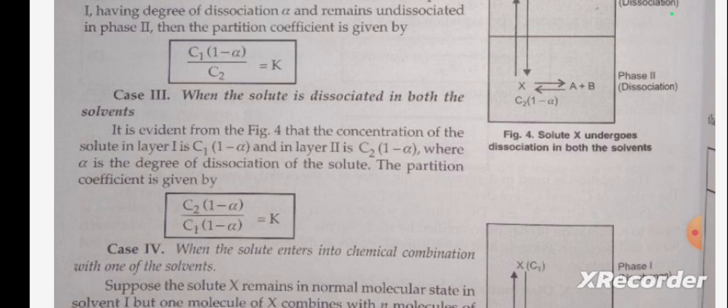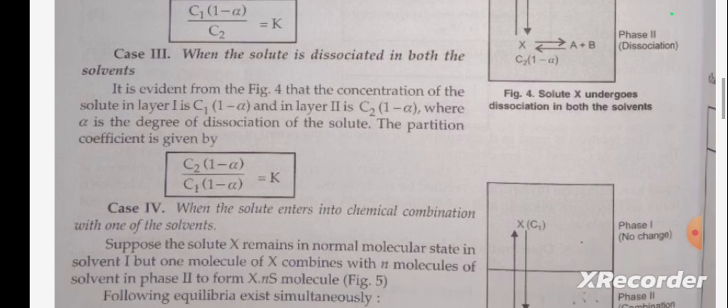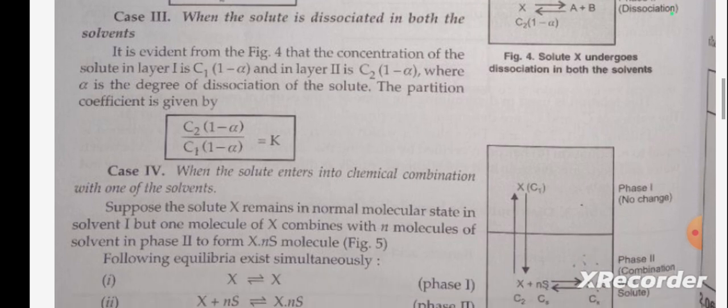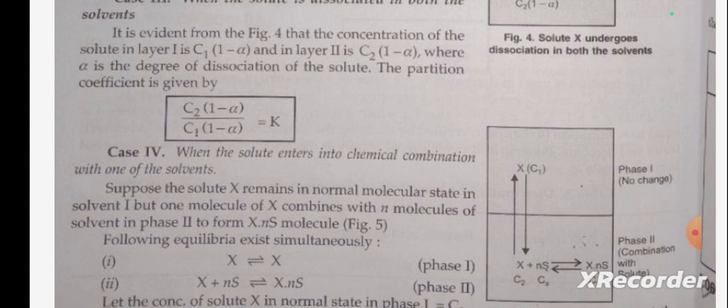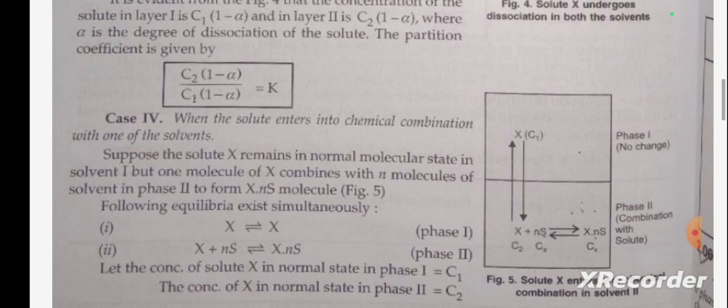When the solute is dissociated in both the solvents, case 3, it is evident from figure 4 that the concentration of the solute in layer 1 is C1(1 - alpha) and in layer 2 is C2(1 - alpha), where alpha is the degree of dissociation of the solute. The partition coefficient is given as C2(1 - alpha)/C1(1 - alpha) = K.